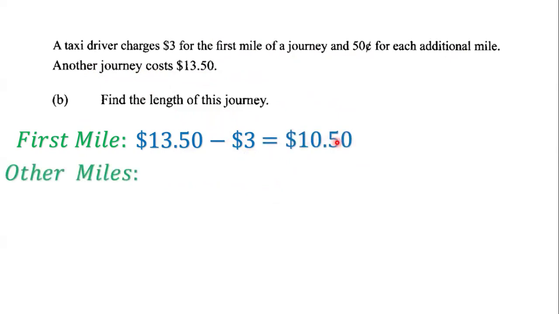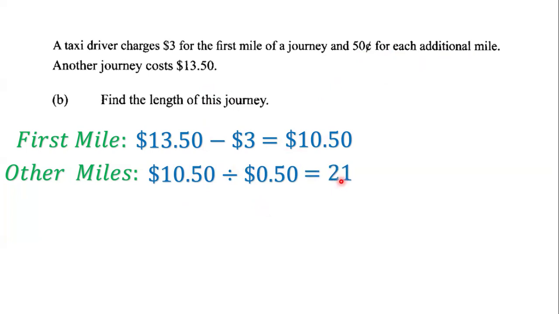Next, we have to account for the other miles. And so we know that the taxi driver charges 50 cents for each additional mile. And so we take $10.50, which is the amount remaining after you already account for the first mile. So that's $10.50, and we divide it by 50 cents. And when we divide these two, we get 21.